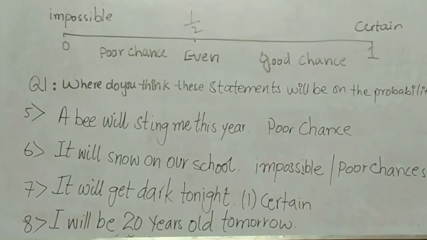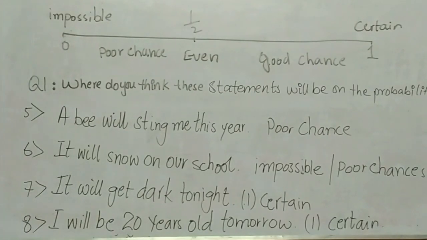So now the last example is, I will be 20 years old tomorrow. So if you are sure about your age, then you are certain about that. So you write certain here. Okay, in words we write certain, and in numbers 1.